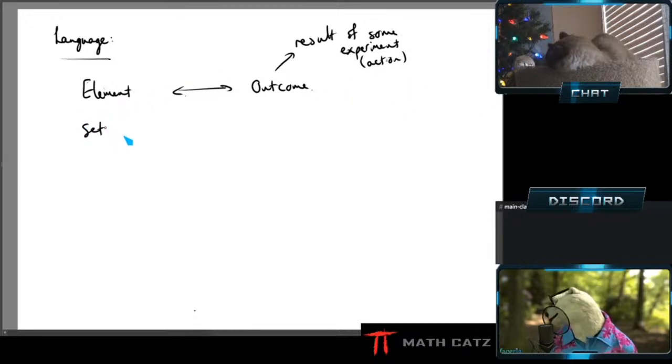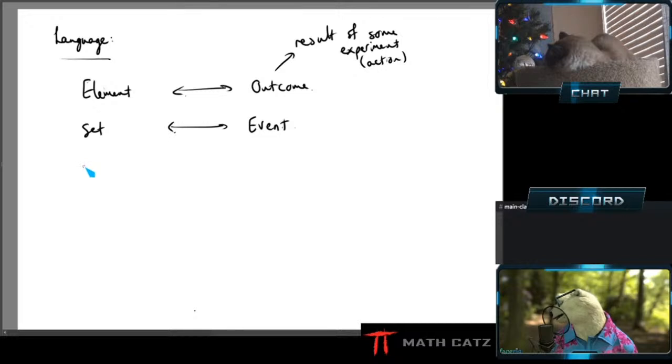Then when we talk about sets, we view them as collections of these elements, which are now called outcomes. The new word for set is event. Maybe that wasn't a very clear N there. Let me make that clear. Event. But it's still a collection of some outcomes. Maybe all of them, maybe some of them, maybe none of them. Sets and events are interchangeable words for us.